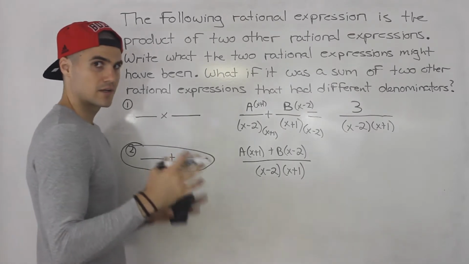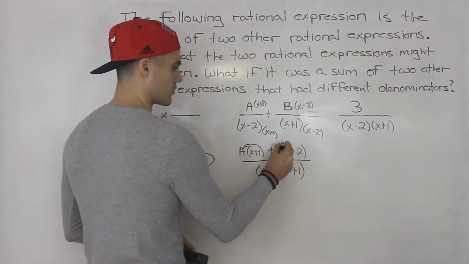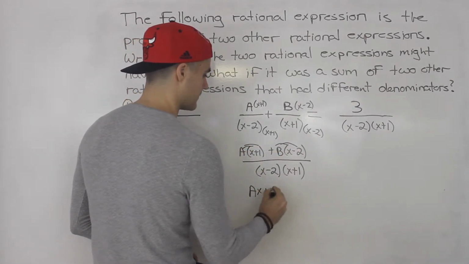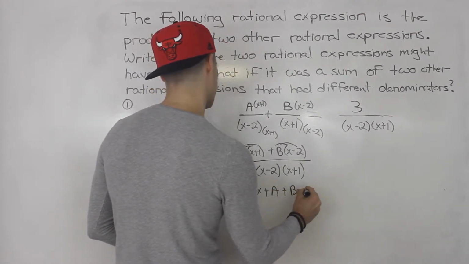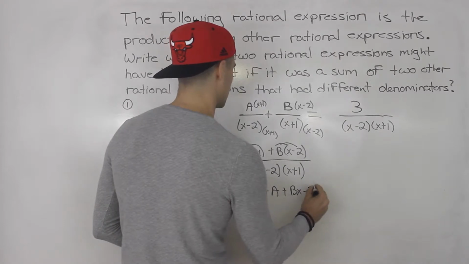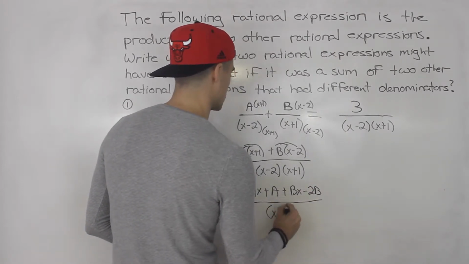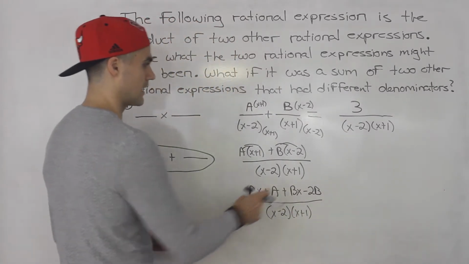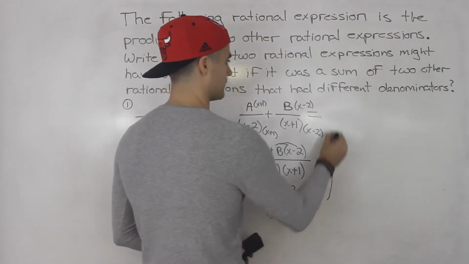Now what you do, here's where it gets a little bit weird. You want to expand in the brackets. So we would have ax plus a plus bx minus 2b. And this would be all over (x minus 2)(x plus 1). And actually, I'm going to continue this up here.